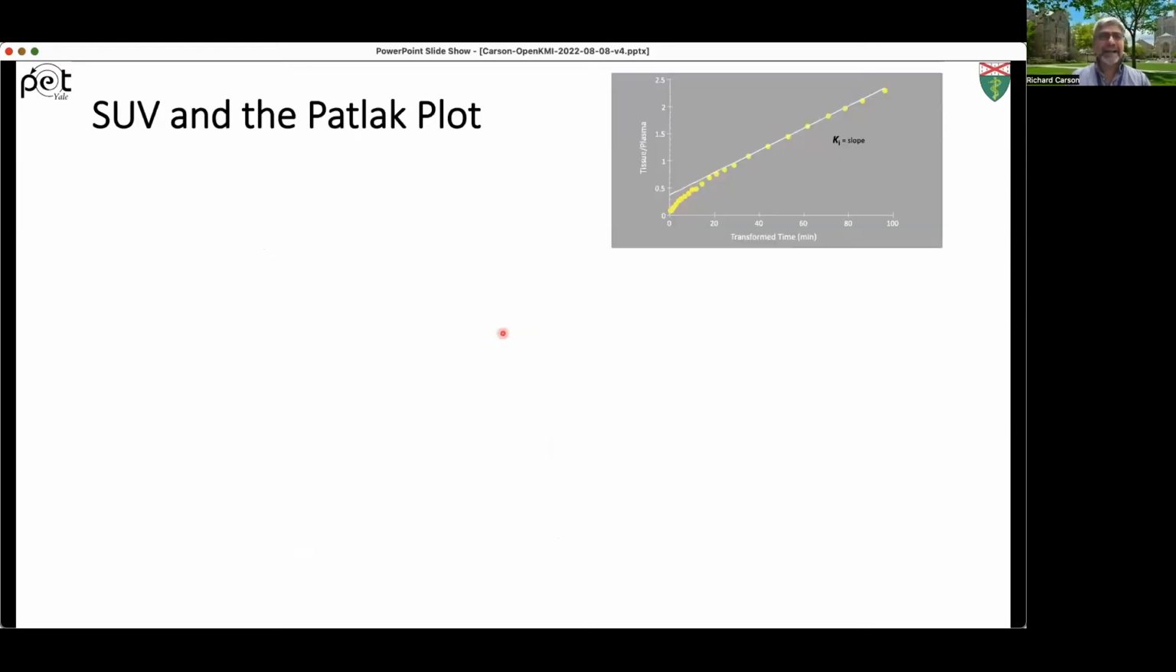So are those related? Is the SUV that we use clinically all the time somehow related to this slope that we can get in the Patlak plot? It sure would be nice if that was the case. Well, let's do a little math here. For those of you early in the morning, I apologize.